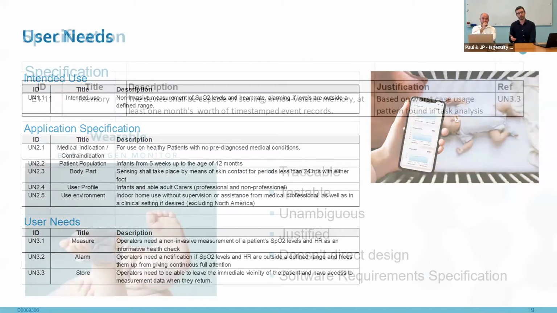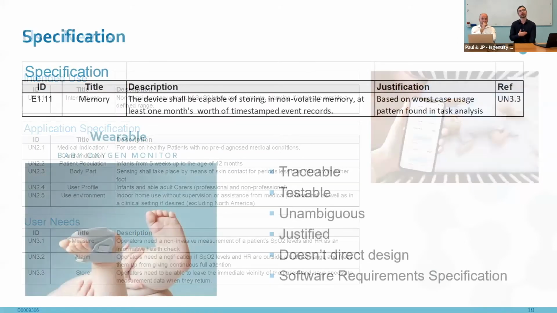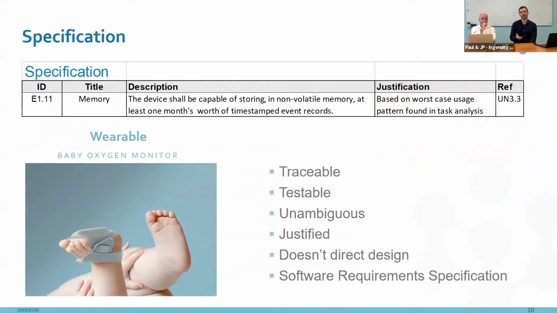When that's translated into a lower level specification that you can actually design from, this is the type of thing that it should look like. First of all, it's traceable back to that original user need. It itself is uniquely identifiable and has a testable and unambiguous description. It's justified with some justification. It could well lead on to lower level requirements, but what it doesn't do is direct the design. So it doesn't say that it should be 1 megabyte of memory. It's put in terms of what it means to the actual users, but it's still testable. So it's 1 month's worth of time-stamped event records, for example, is what it can store.